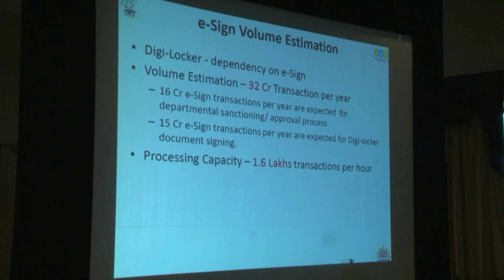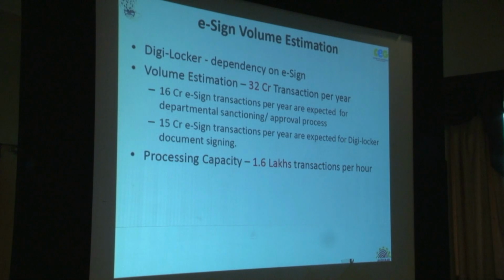DigiLocker has a dependency on eSign, right? All the documents to be uploaded are eSigned. So we estimate that in the next 3 years, the volume will go to 32 crore per year. So this is the estimation that we have come up with.